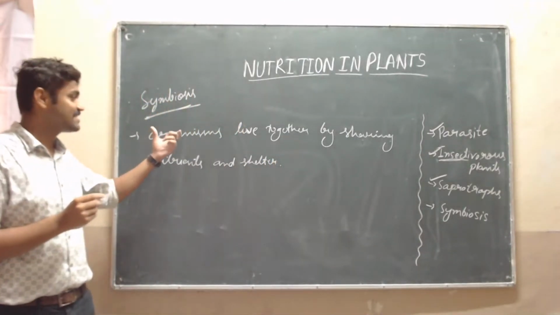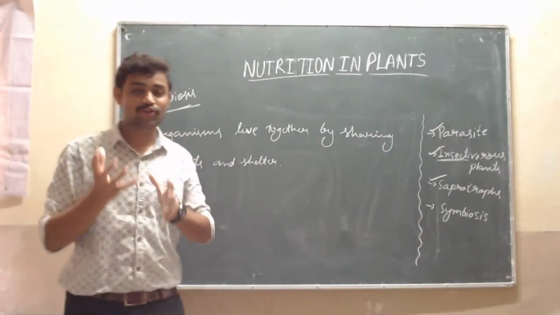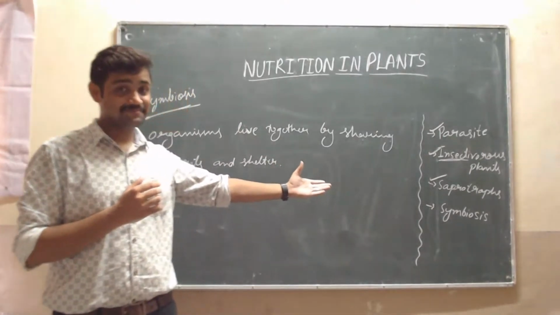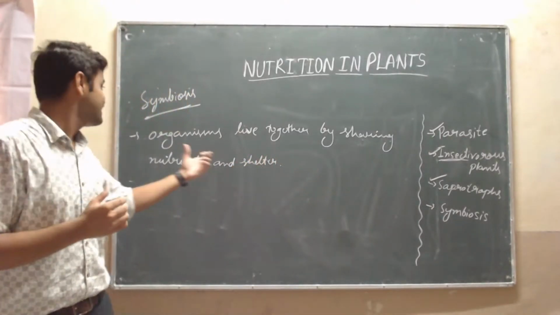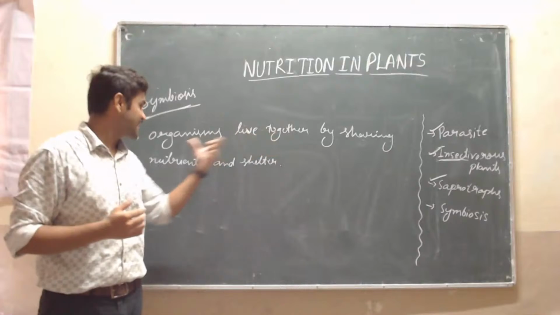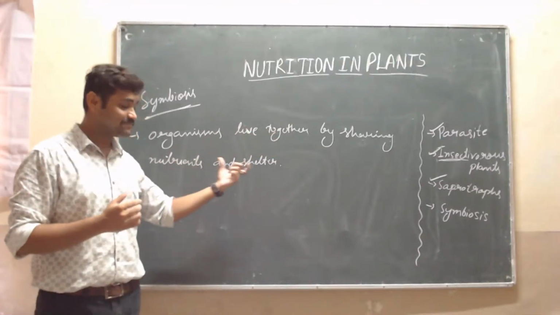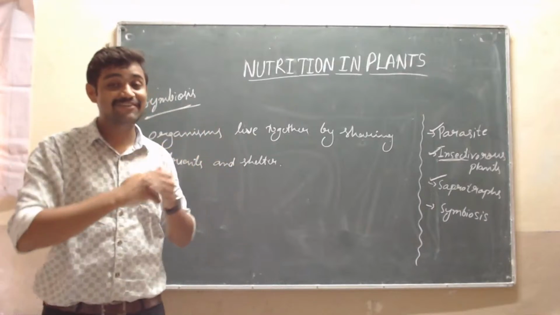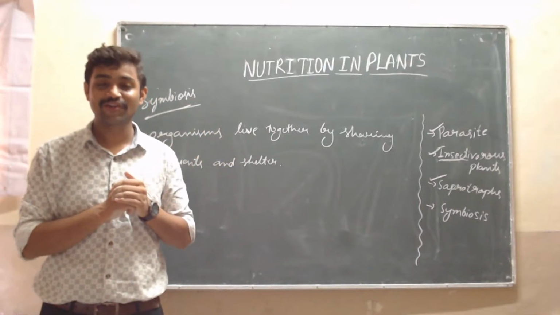Okay, like your friends, see, I give you this, you give me that, like they grow. The organisms live together by sharing nutrients and shelter. You give me shelter, I will give you nutrients. Like that they will talk, like your friends and you will talk.